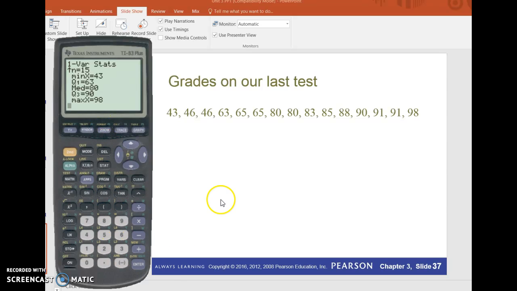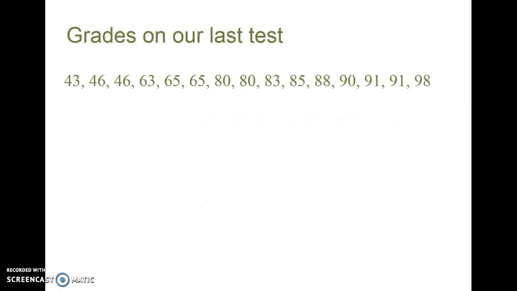Let's go back to the PowerPoint itself, and let me talk about how to do this by hand. Now I'm going to use my pen and actually cross these things off. The bottom 1, 2, 3, 4, 5, 6, 7 numbers, and then the top 1, 2, 3, 4, 5, 6, 7 numbers, and what's left is this 80 in the middle. That's my median score. So I would say Q2 is 80. But then I'm going to take all of these numbers and include the 80 in my bottom half.